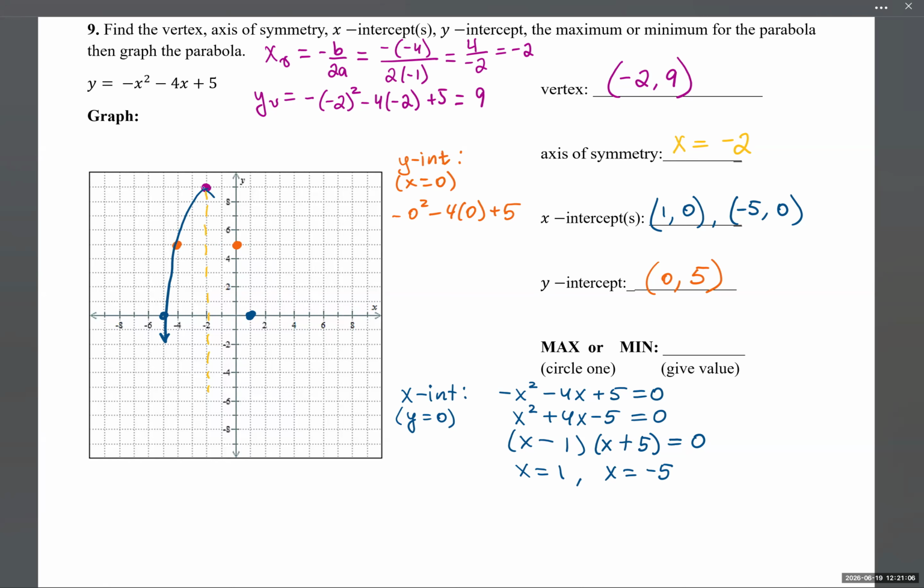And then we'll answer the last question, which is whether the parabola has a maximum or a minimum and giving the value of it. This parabola has a maximum value and it is at the vertex, so negative 2 and 9. This is an acceptable answer. Sometimes because it says give value, it really just wants the y coordinate of this vertex, which is 9. I would accept both answers in my class.